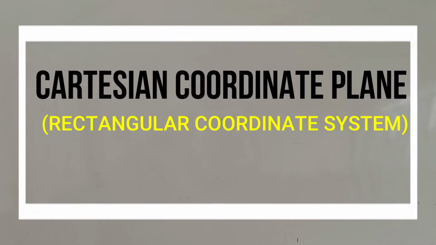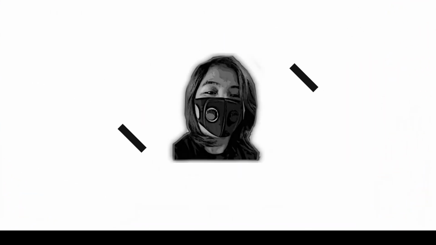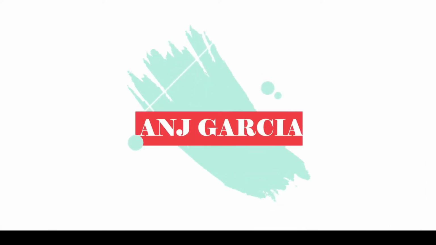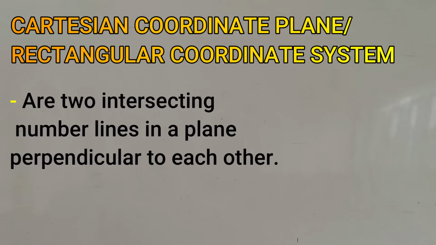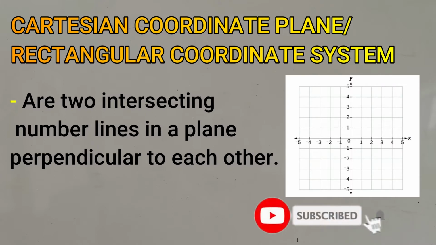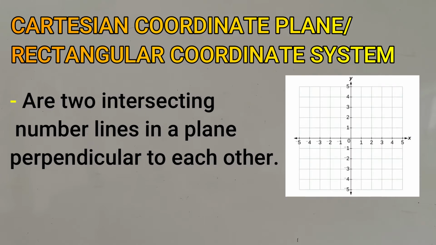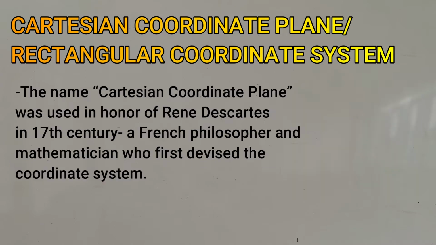For today's video, pag-aaralan natin what is Cartesian Coordinate Plane. So in its simple definition, Cartesian coordinate plane are two intersecting number lines in a plane perpendicular to each other.